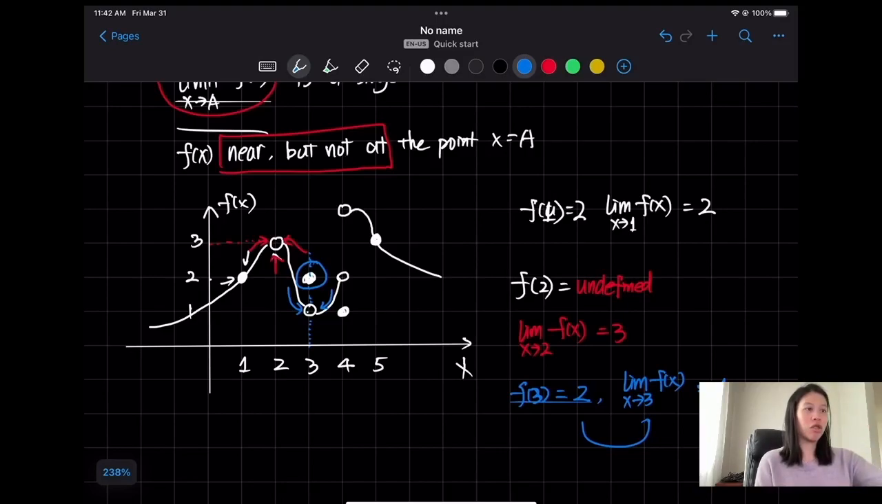Okay, so another one is 4. Well, f(4) equals this solid dot, which is 1. But what about the limit?